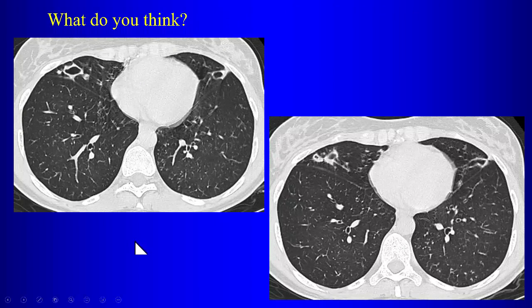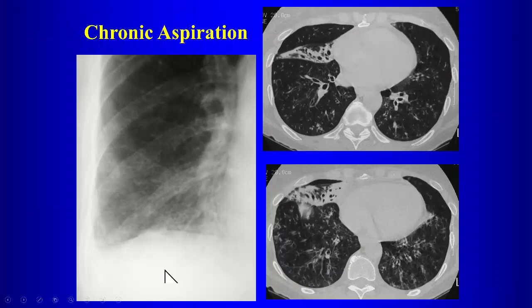Okay. Now what about this case? Where do we see the abnormalities here? Yeah, so this right middle lobe and lingula, so this abnormality represents what, do you think? Yeah, so this is bronchiectasis, but here the disease is limited to the right middle lobe and lingula. So here we would think about Lady Windermere syndrome, and the underlying cause of this would be atypical mycobacterial infection, right.